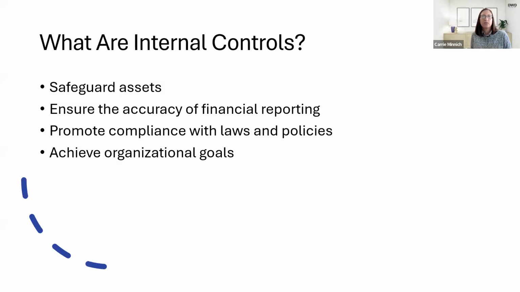So first, when we talk about internal controls, what are we talking about? It's not just preventing our cash from being stolen or someone walking off with our fixed assets or our equipment. That is a piece of it, but it's also ensuring the accuracy of our financial reporting, making sure that there's controls in place so that transactions are reported properly. Promoting compliance with laws and policies, not only for Form 990, but also for your audit, for an E1 that you have to file with the state if you've received government funding, or any other type of reporting that your organization has to do. And then as well as achieving organization goals.